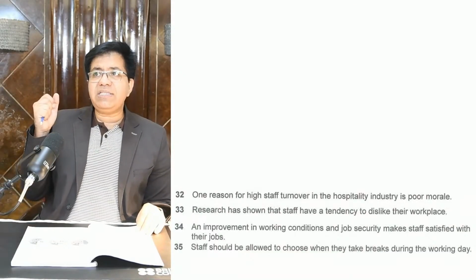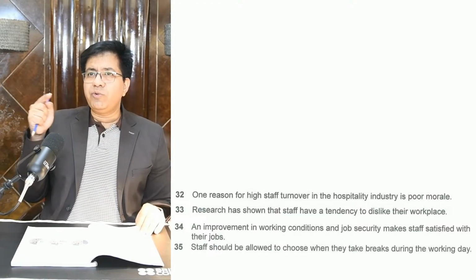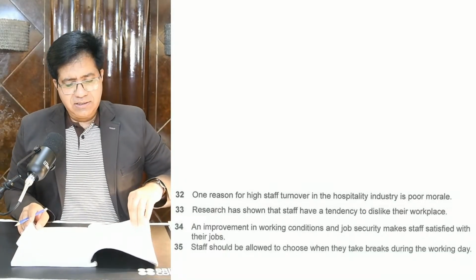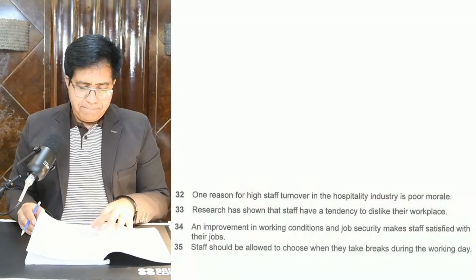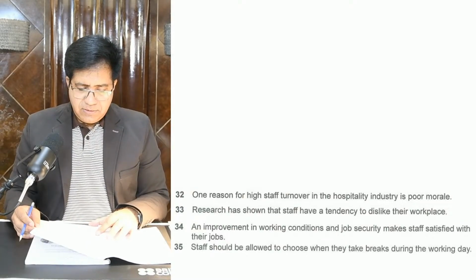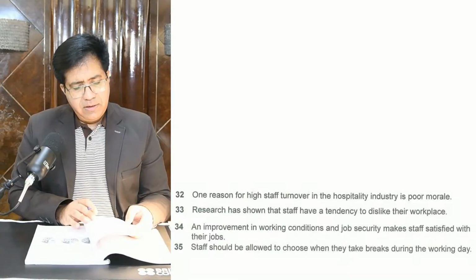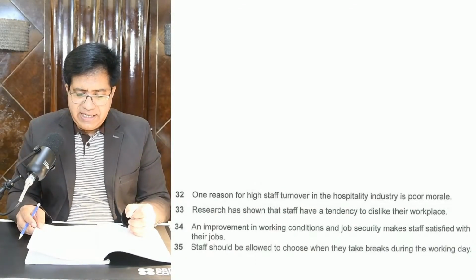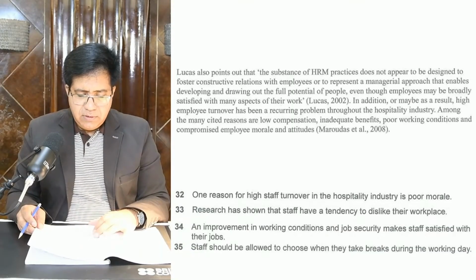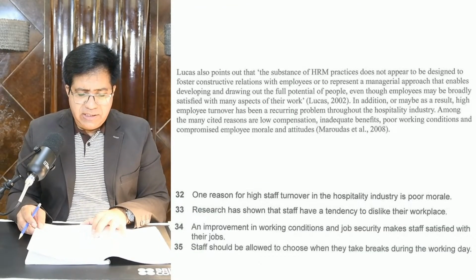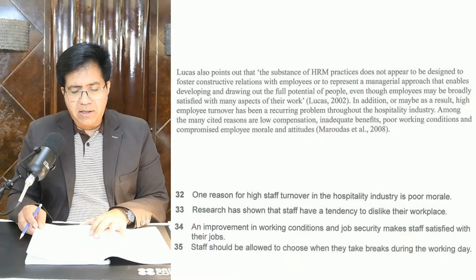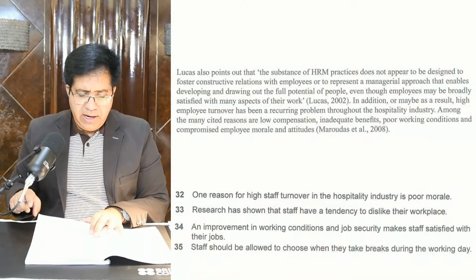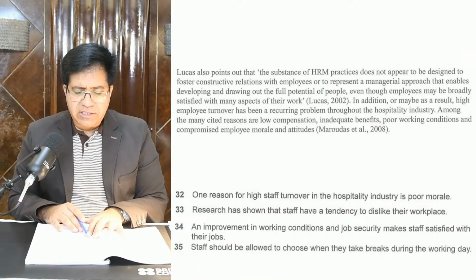Now, when they say one reason, it means there will be 2-3 reasons. So 2-3 reasons will be given with comma, comma, and. So let's find it. Reasons. We need to find the reasons. One reason for high staff turnover. Okay, it is in 3rd paragraph. Can you see the word high employee turnover? 3rd last line. It's 4th paragraph actually, not 3rd. 1st, 2nd, 3rd, 4th paragraph and 3rd last line. High employee turnover. Found it?